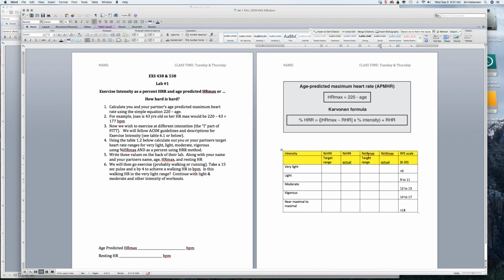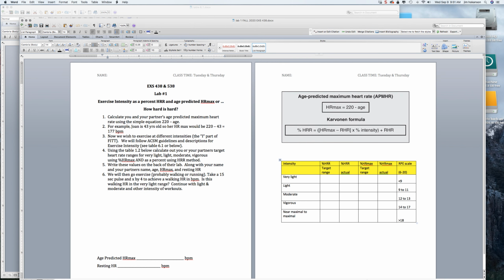There are two ways we want to calculate these. One way is simply a percent of heart rate max. If you know your heart rate max, here was Joan with 220 minus age, and she wants to work out at a given percent, you just multiply 177 times 0.6, for example, to be at 60%. And let me show you this next picture that I used myself.